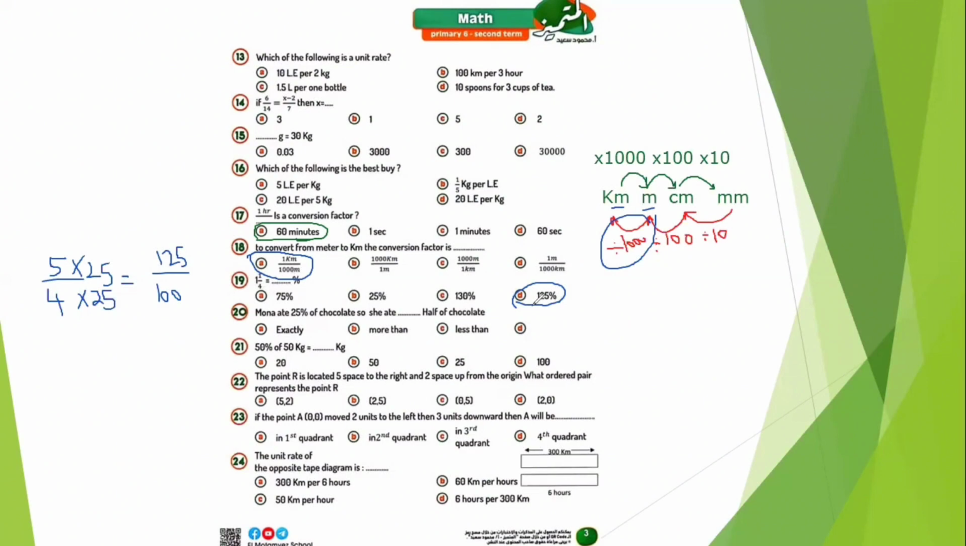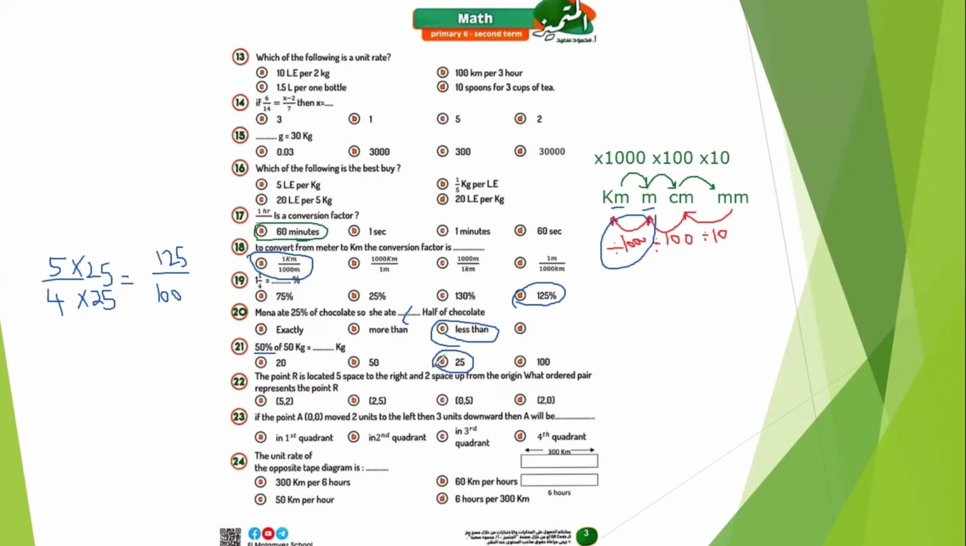20. Mona ate 25% of a chocolate. So she ate less than half of the chocolate. 25% means a quarter, and a quarter is less than half of the chocolate. So C is correct. 21. 50% of 50 kilograms equals what? What is the half of 50 kilograms? It's 25.